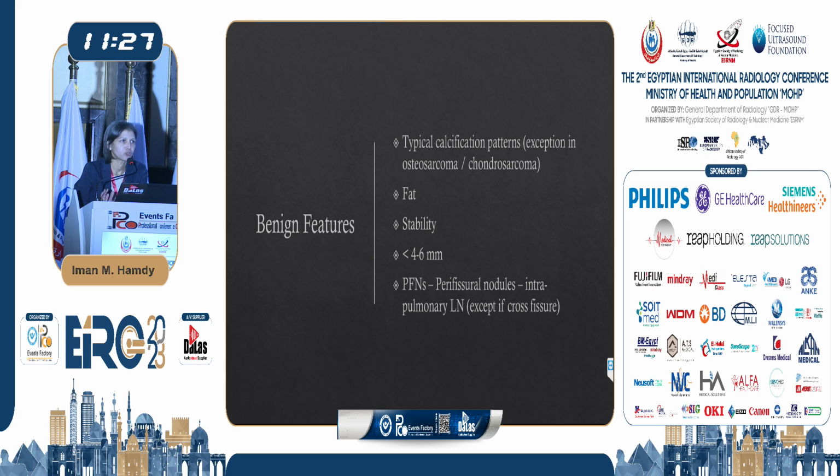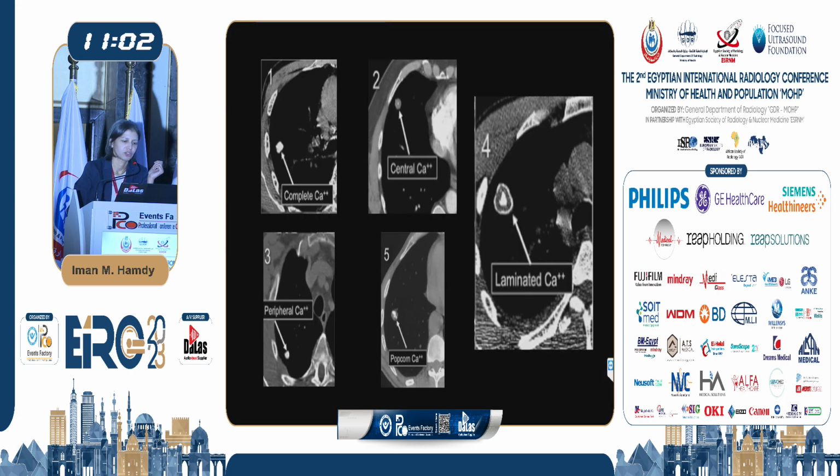Stability, if for 2 years, then we are in the benign spectrum. The small nodules, the smaller ones, are nearly totally benign, and the perifissural nodules with the typical features, fissure-based, triangular or oval-shaped. We only get suspicious with the perifissural nodules if they cross the fissure.